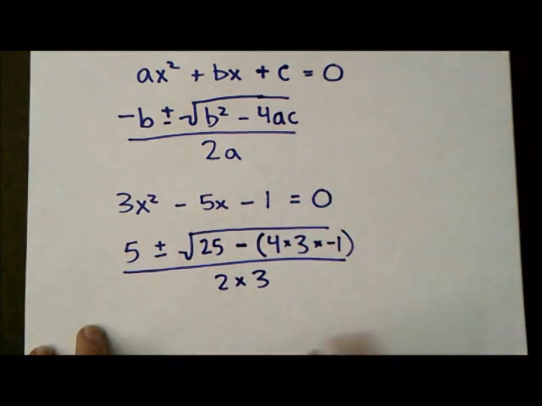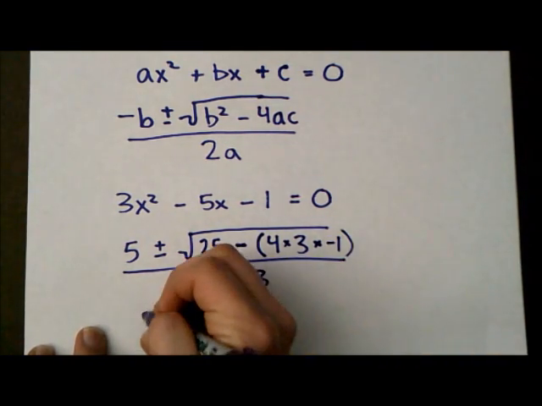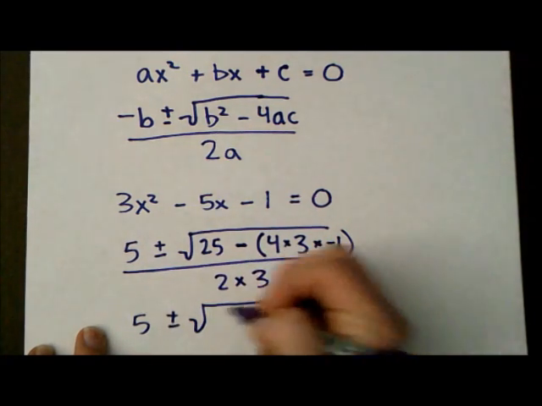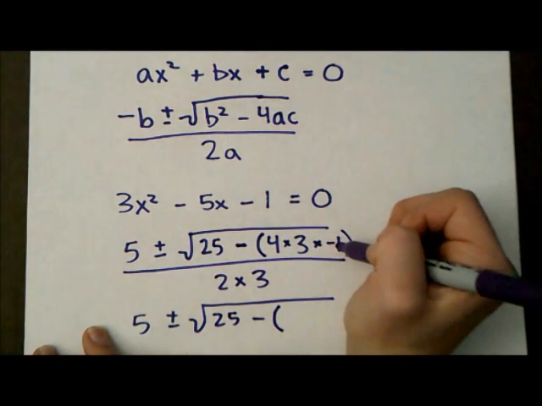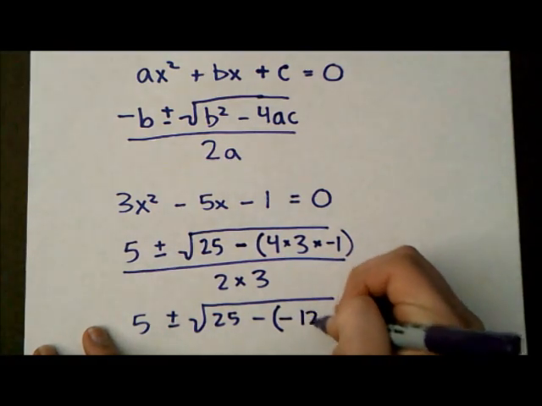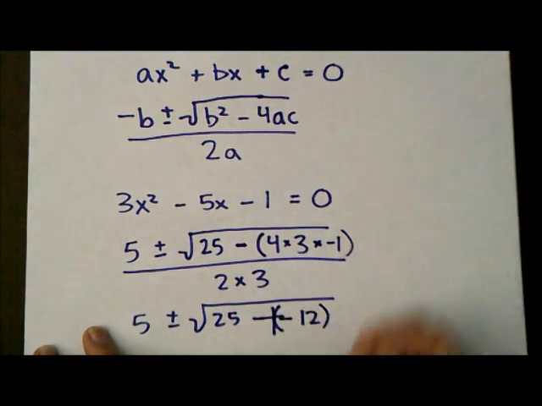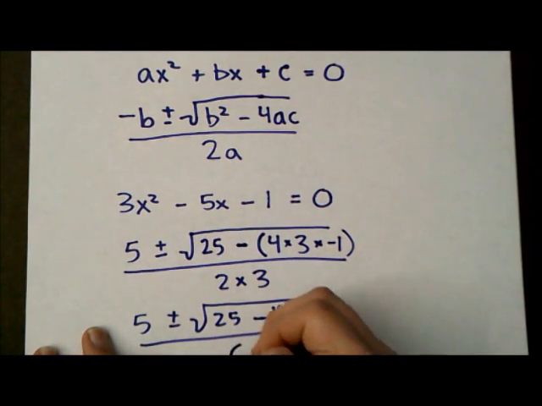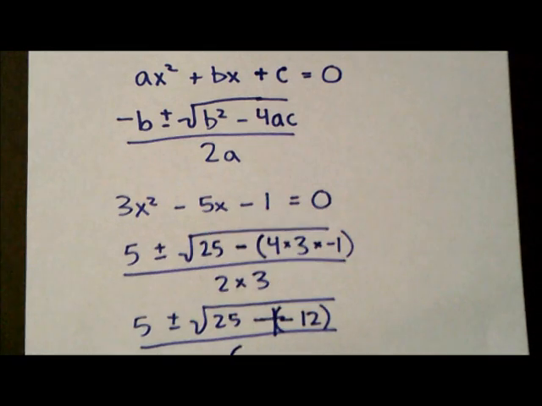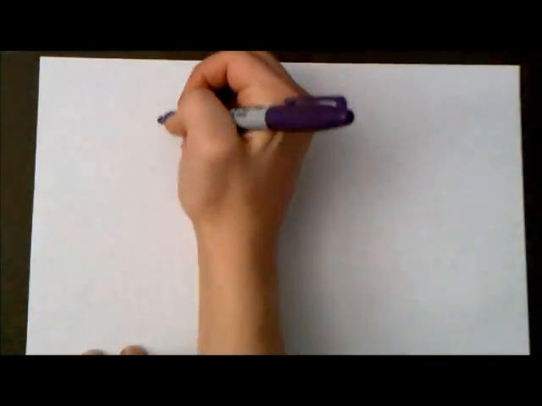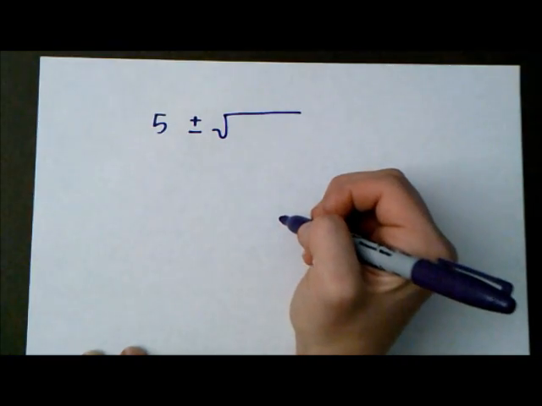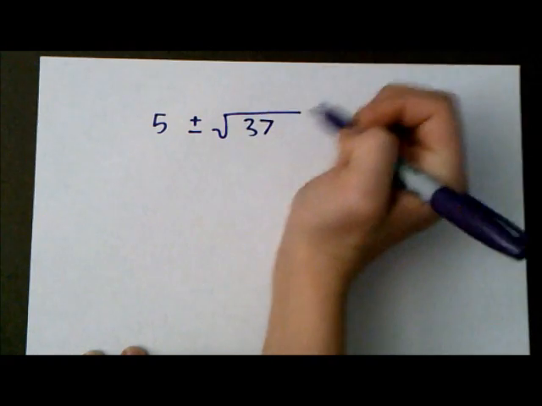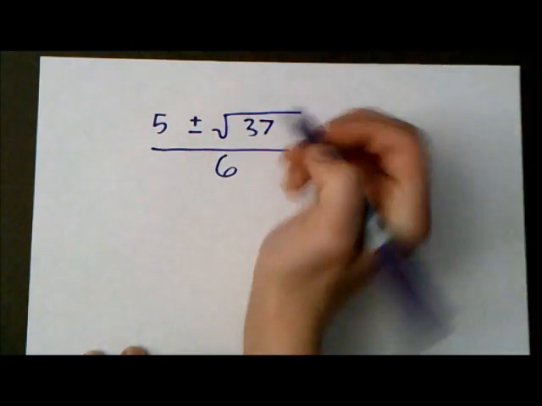So you will end up getting, simplifying, multiplying these out, we'll have 5 plus or minus the square root of 25 minus 4 times 3, which is 12. 12 times negative 1 is negative 12. So we're minusing a negative number, which is basically like adding it, over 6. The next step is to add up what's underneath the square root. So we had 5 plus or minus the square root of 25 plus 12. 25 plus 12 is 37, over 6.